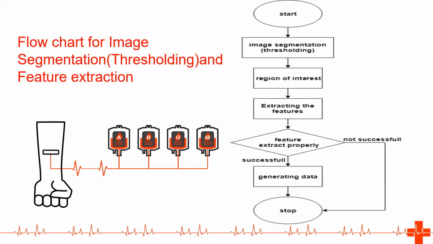Flowchart for image segmentation and feature extraction. Once the binary image is obtained, that image will be divided into four images. From that image, we obtain the region of interest, and we finally extract the features from that. If the features are extracted properly, then from that we generate the data. Data is nothing but the mean value. If the features are not extracted properly, then the system will exit or stop.